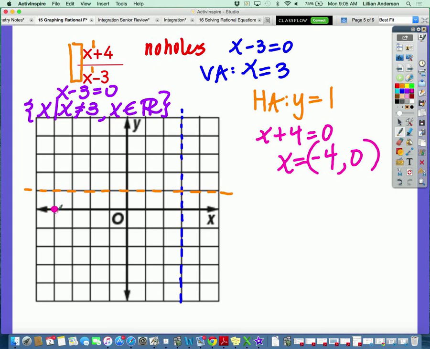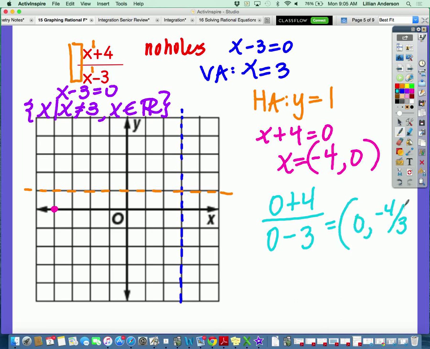Last thing I need to find, Brian, is my y-intercept. And how do I do that? Plug in 0 for x. So when I do that, I get 0 plus 4 over 0 minus 3, which is negative 4/3. And I write that as a point, (0, -4/3). All that work. And so then once you do that, you have all your information. Questions up to here?